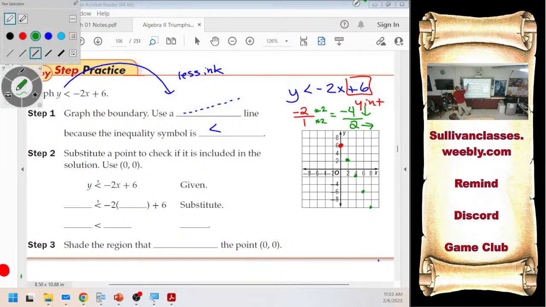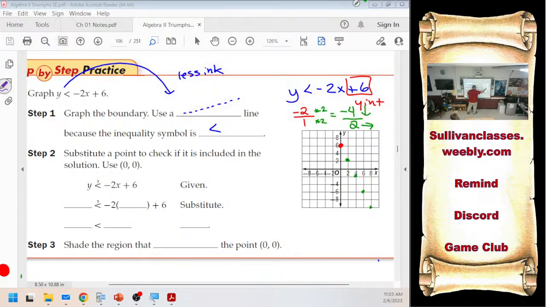We said a dotted line, so I'm going to go get a dotted line. What was that? Keep up, Frank. I'm going to plug in 0, 0. It's the easiest point in the world. But notice that this says y is less than the line. So where should I be shading? Where are y's less? Yes. Down.